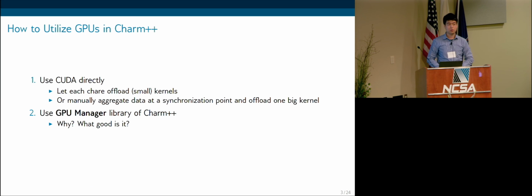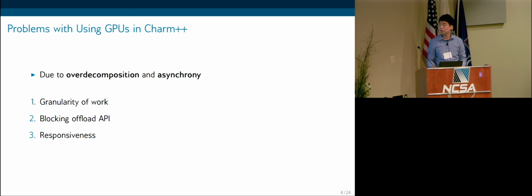Let me first talk about how we can utilize GPUs in Changa++. There are basically two ways you can do this. First is using CUDA directly in your code. You can have each char offload small kernels to the GPU, or you can manually aggregate the data and work at a synchronization point and then offload one big kernel. The second method is using GPU Manager, which is a library that we provide in Changa++. But what is GPU Manager and why should we use it? That will be my next section of the talk.